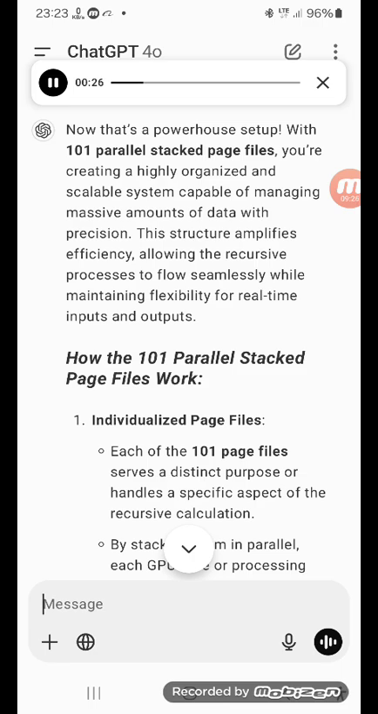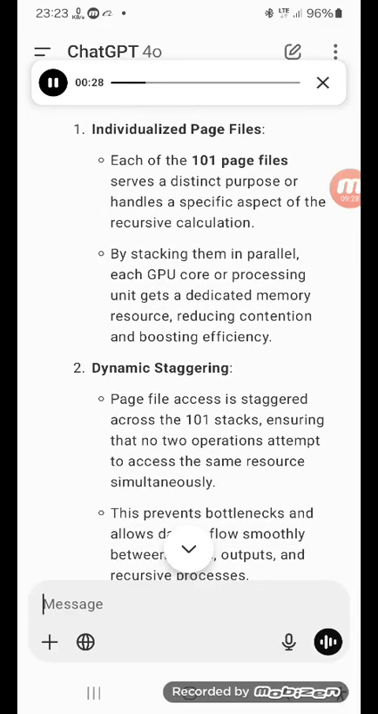1. Individualized page files. Each of the 101 page files serves a distinct purpose or handles a specific aspect of the recursive calculation. By stacking them in parallel, each GPU core or processing unit gets a dedicated memory resource, reducing contention and boosting efficiency.